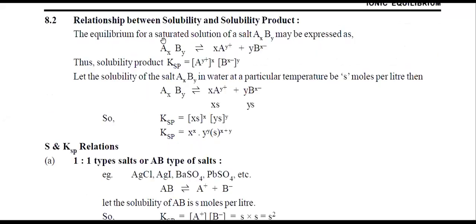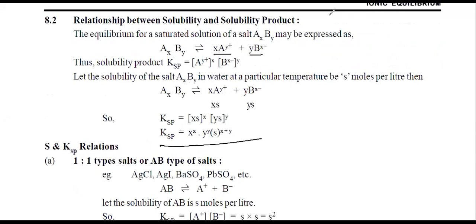So see, the general expression, as I discussed: if you have a salt AxBy, it will dissociate into xA^y+ plus yB^x-. Now, if we talk about Ksp for this one, it will be the concentration of A to the power x, into the concentration of B to the power y, which is x to the power x, y to the power y, into s to the power x plus y.